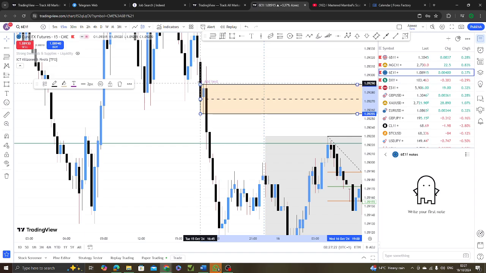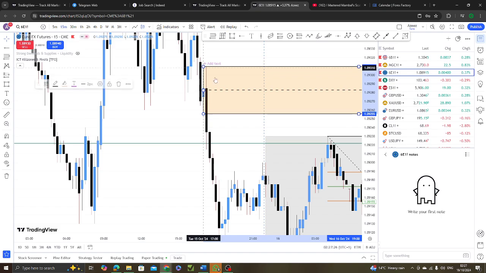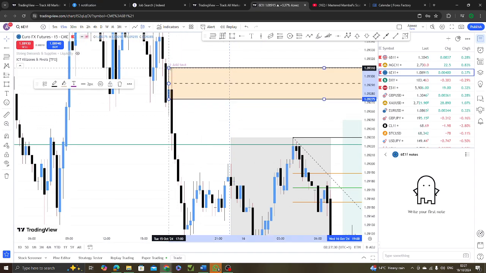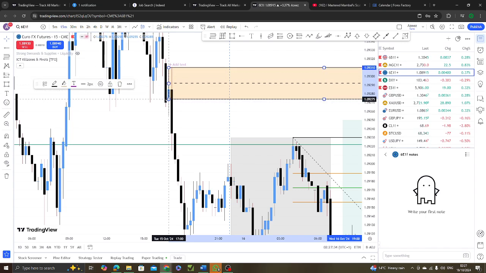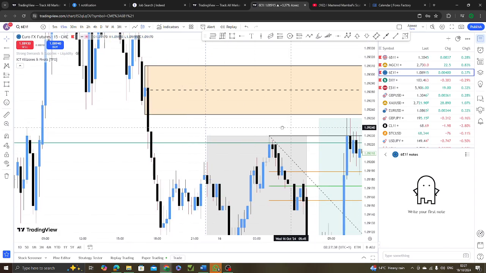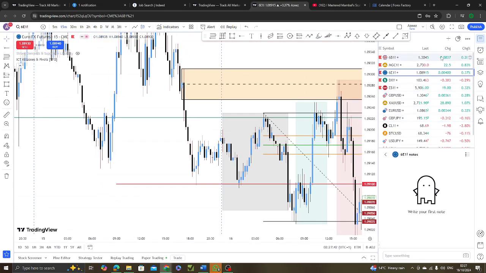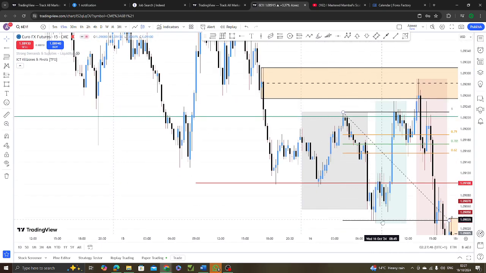Here. I do not like to just keep it here. I like to cover all to the wick. Some people say leave the body to here. Sometimes people do it to here. For me, I like to be nice and safe. Cover all this. So I know once I highlighted my Asian high and low, then I know this market needs to come back into it.